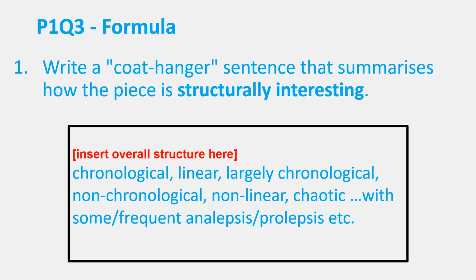Now you might get something that's particularly extreme, jumping about all over the place, and you might call that chaotic. What you're probably going to get is something that is largely chronological, but perhaps has some moments of analepsis or prolepsis, so flashback or flash forward. So those words in blue in the box at the bottom are the kinds of words you're going to use when you talk about your overall structure.